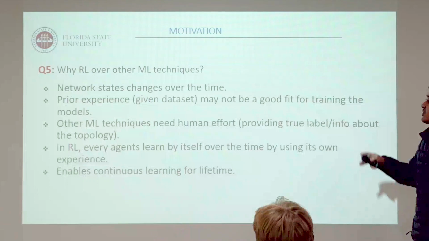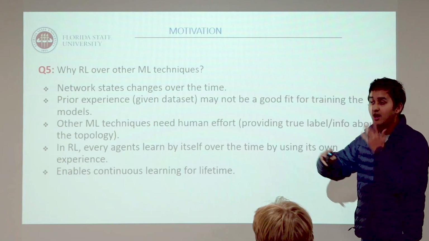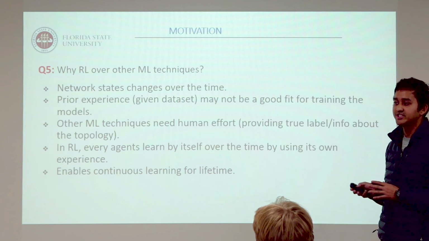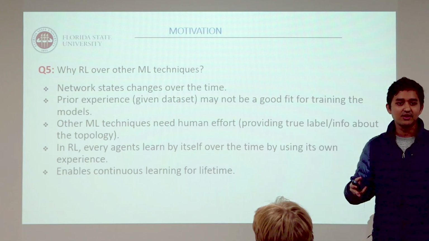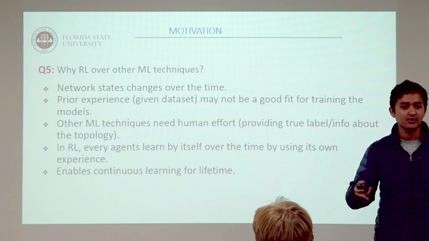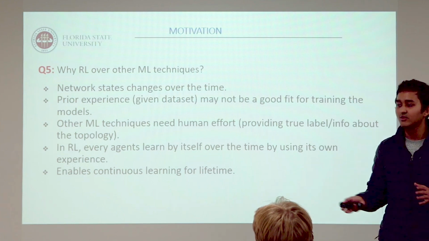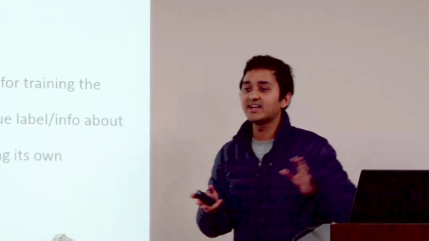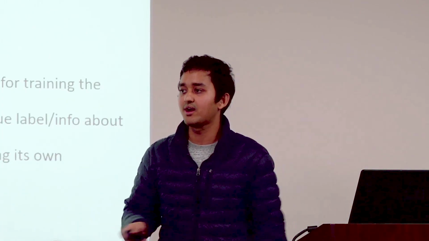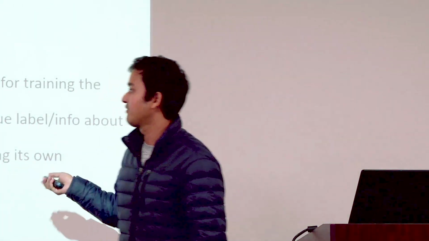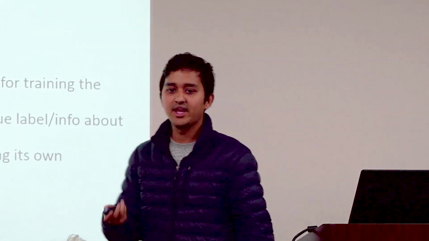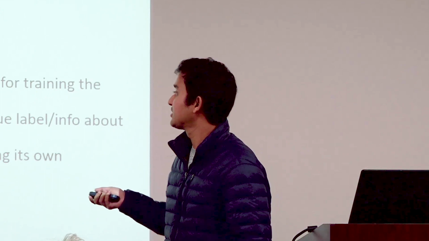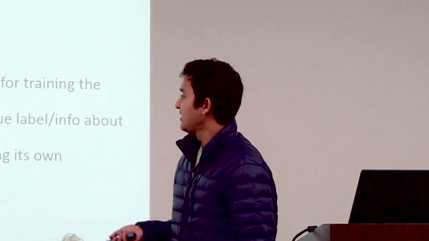Why have you chosen reinforcement learning over other machine learning techniques? Network states change over time, because of the traffic pattern, which means different types of applications want to do different things, and this changes over time. So a pre-given data set, or experience from anybody else, as in supervised learning, is not a very good idea for this kind of scenario. And again, you need some human effort, but as the network state keeps changing, it's actually not a good idea.